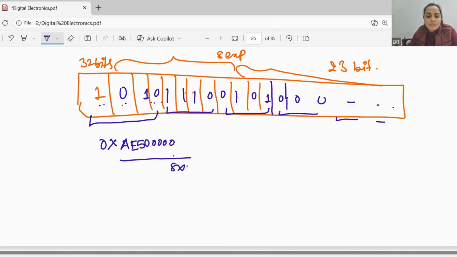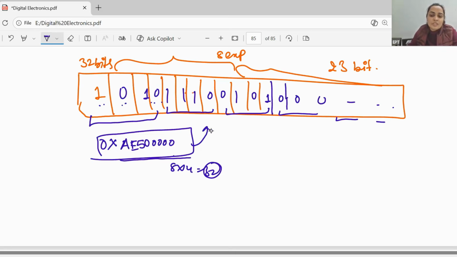Because 8 into 4 is going to be 32. To represent a hexadecimal number we use 4 bits. Yes, so if this is in this form, then how will you fill this? 32 bits, you will fill it like this.